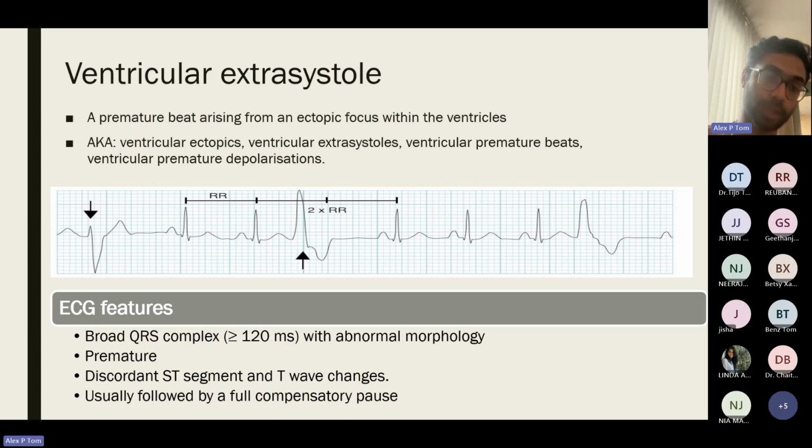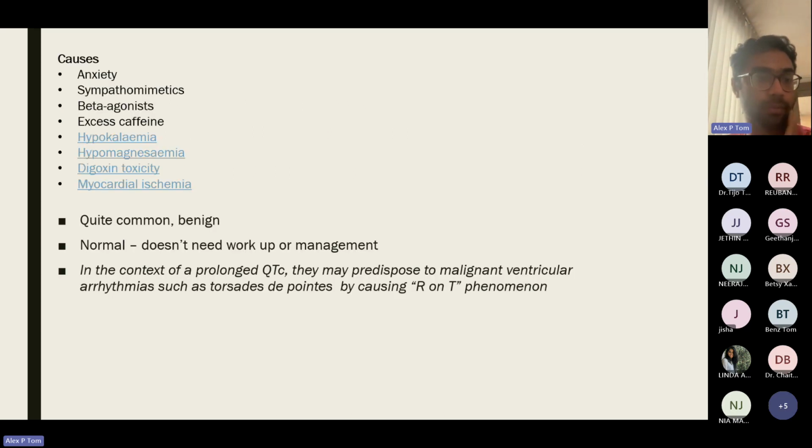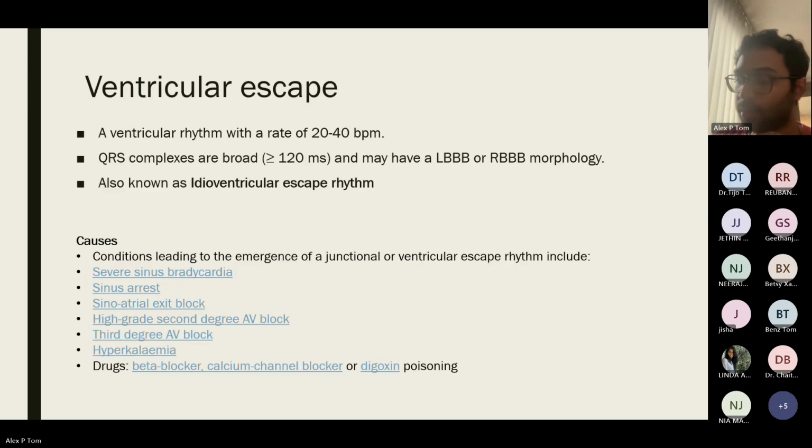So that will happen when the QT interval is long. So when the QT interval is prolonged, R on T phenomenon can happen, and then it can go into VFib or VTach. Okay, so yep, we finished that.